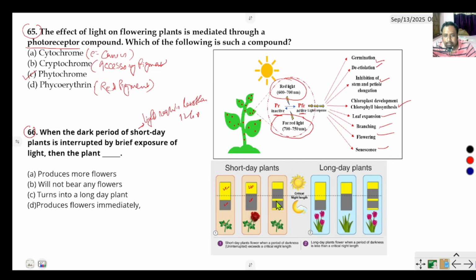If this dark period is broken by exposure to light, one or more times, then no flowering occurs in a short day plant. The short day plant would not bear any flower.